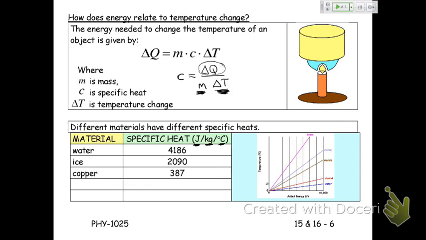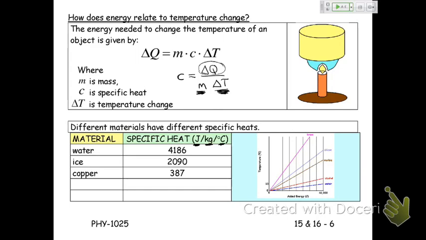If I had ice, it would take a kilogram of ice 2,090 joules to raise the temperature of the ice by 1 degree. Not to melt it. This is minus 10 Celsius ice going to minus 9 Celsius ice. Or minus 15 Celsius ice going to minus 14 Celsius ice. It's a solid just like copper is. It's just that it's now below its melting point.